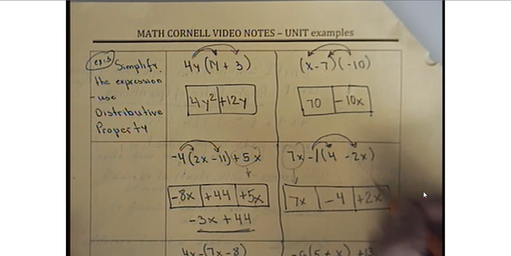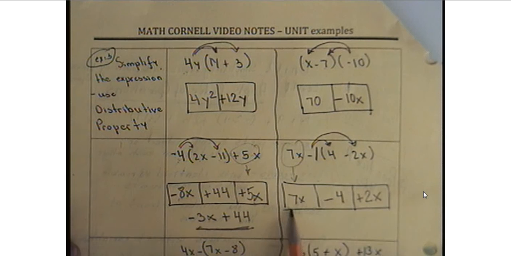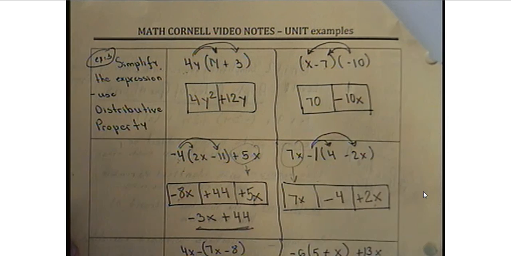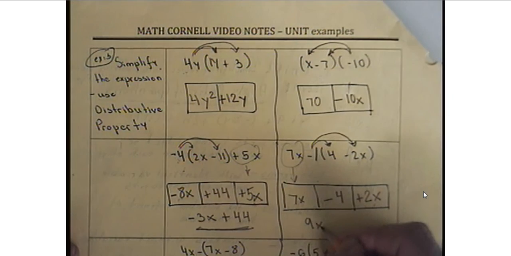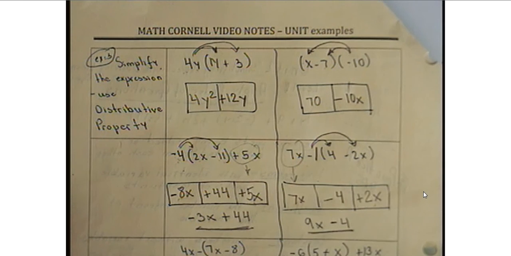There is one variable, we bring this variable down here. We look at every single box and we see that 7x and 2x are two like terms. So 7x plus 2x will give us 9x and then minus 4. And that will be the final answer.